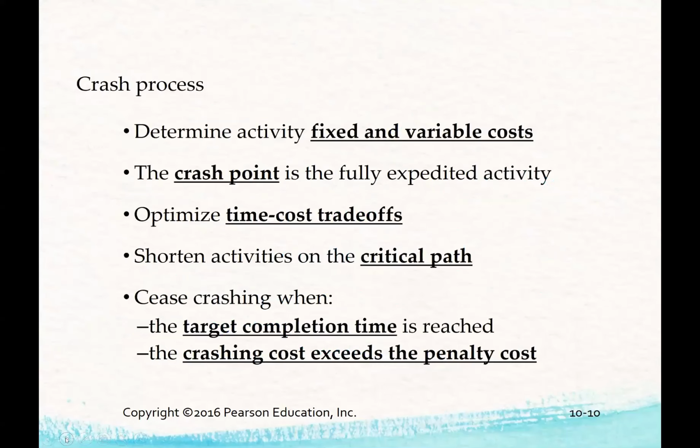And really we're looking at what that crash point is, what our trade-offs are, and the way that we do it here, the way PMI looks at crashing activities is just looking at those activities on the critical path and reducing the amount of time that we can spend on those activities. We stop crashing when we've actually completed the time that our client has asked us to complete by, or when our crashing cost is exceeding whatever penalty cost we would have had to pay if we were delivering late.